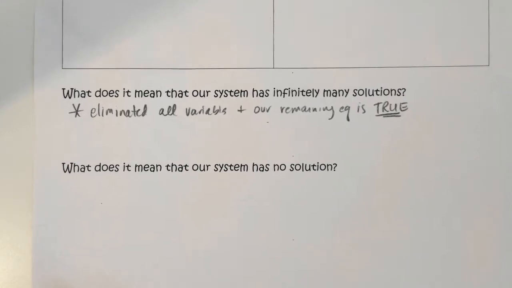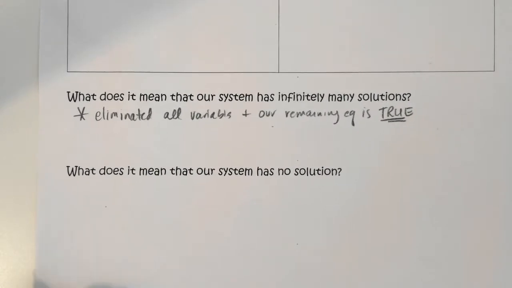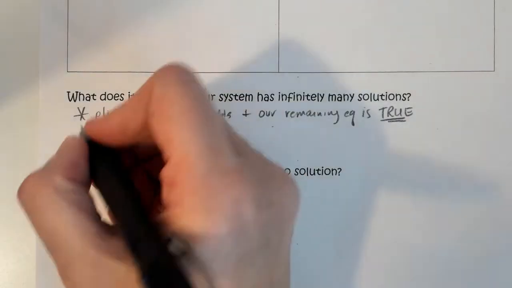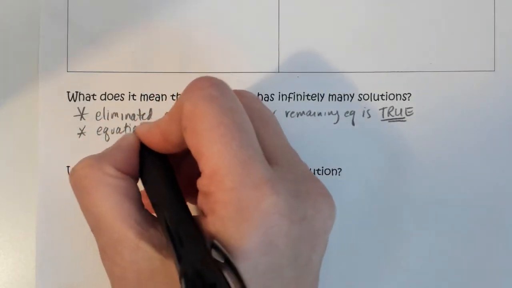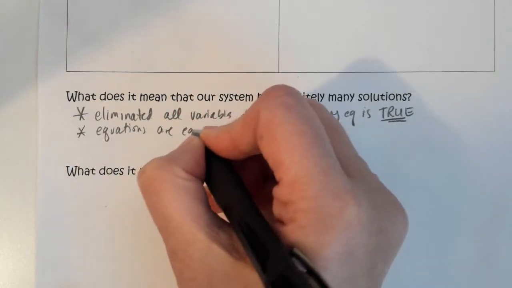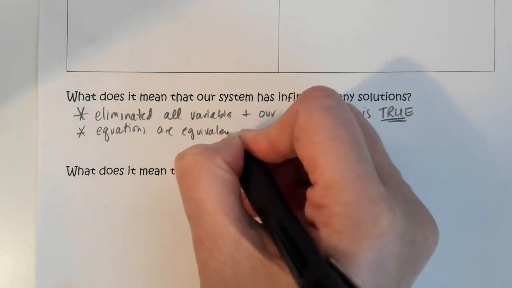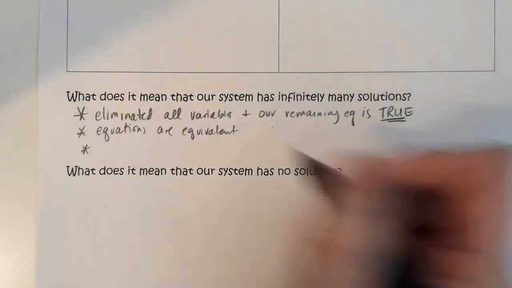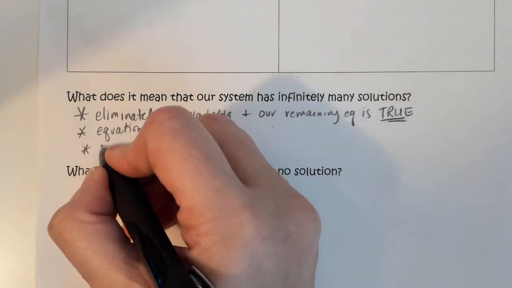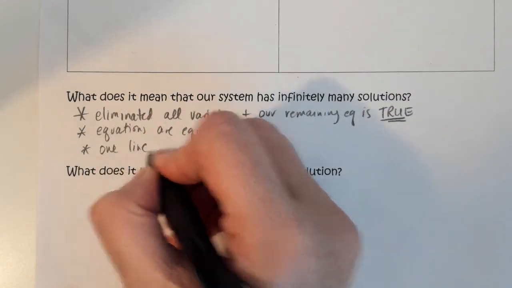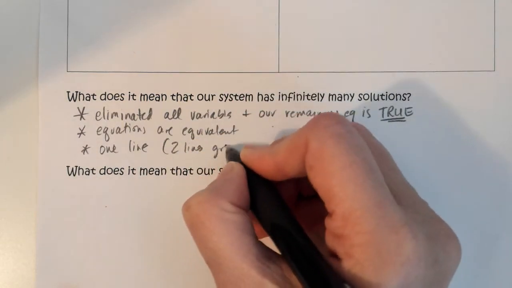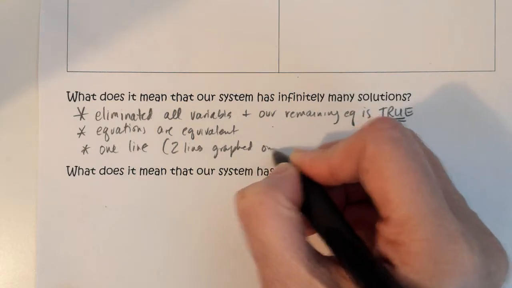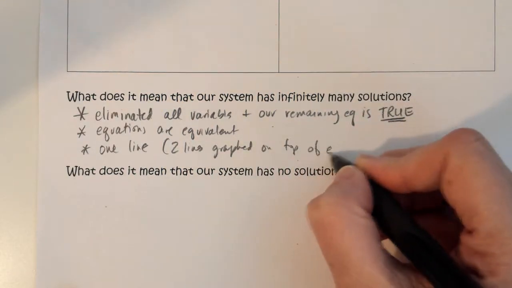Okay? But what is it going to look like? How will I know that I have infinitely many solutions? What does that tell me? It tells me that the equations are equivalent, and it tells me that I have one line. Well, actually, I have two lines graphed on top of each other.